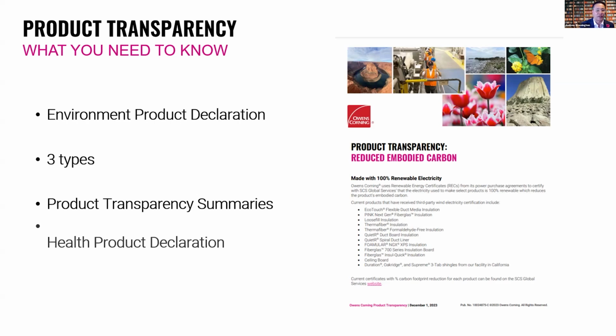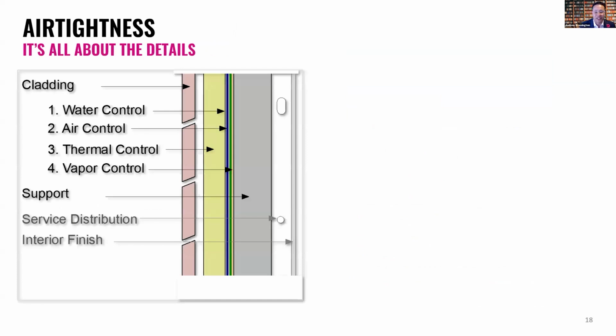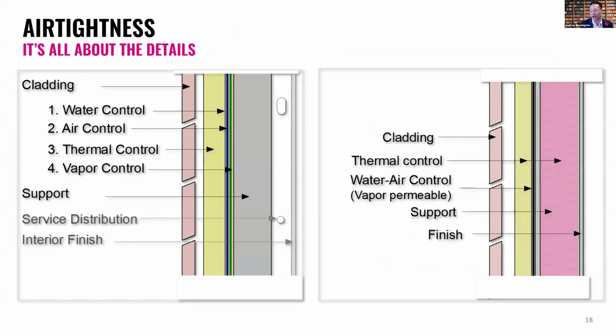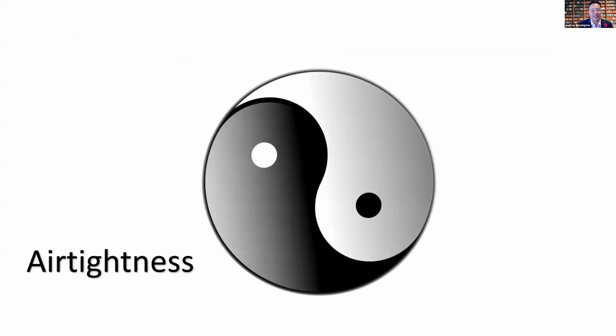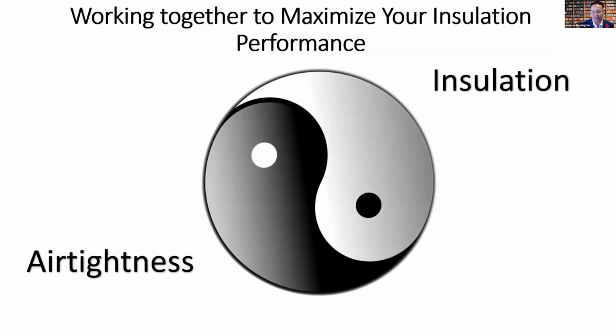Look at all the different companies and see what they're doing as far as making their products as clean and as less impactful to the environment as possible. And finally, airtightness. It's all about airtightness too. It's all about the details, whether you decide to go all exterior or whether you decide to go with a split wall or hybrid wall assembly. Both of them, the key thing is considering the details. So airtightness, insulation, that's the way we work to maximize our insulation.